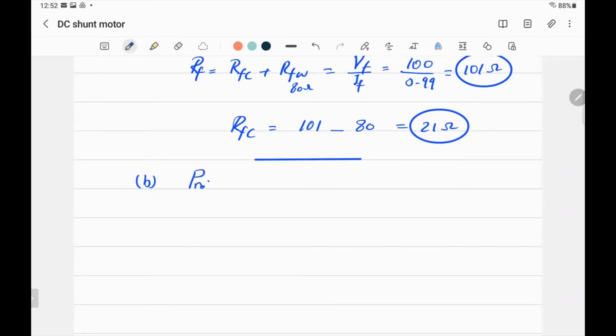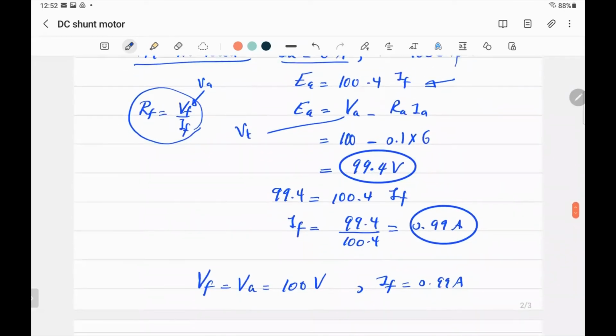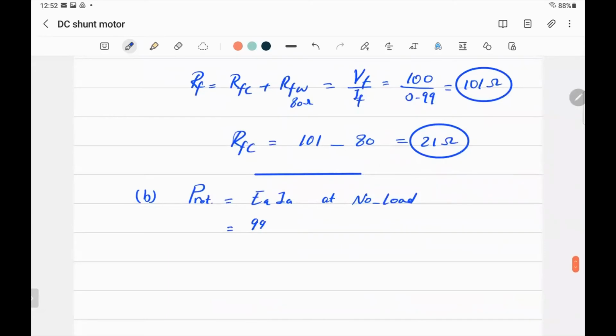So P rotational will be equal to EA times IA, at no load. EA, we just got it at no load, equal to 99.4 volts. So 99.4 volts times current, the current was given as 6 amp. When you do that, you get 596.4 watts. That's the rotational loss, and you can consider it constant at any load. All right.